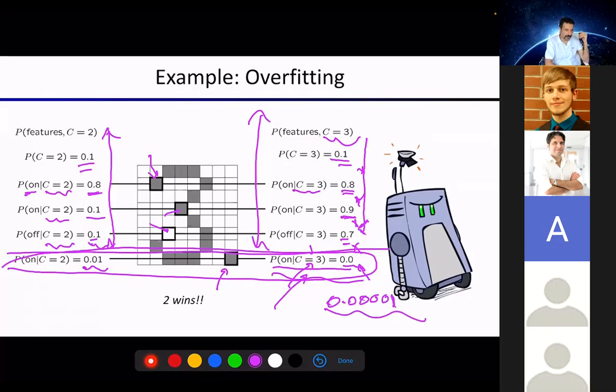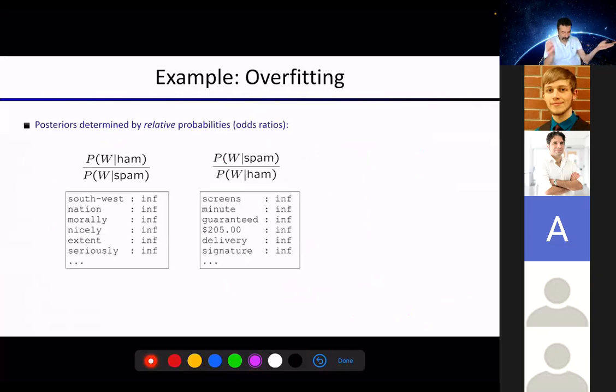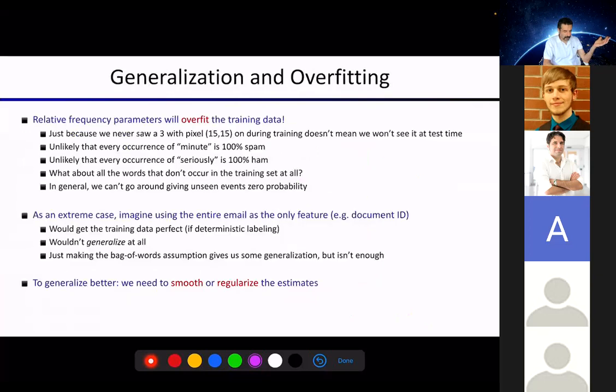There are some solutions for this. This probability becomes messed up: if some of these are 0, then these are infinite. There are techniques for smoothing and regularization, which later on we will discuss in more detail.